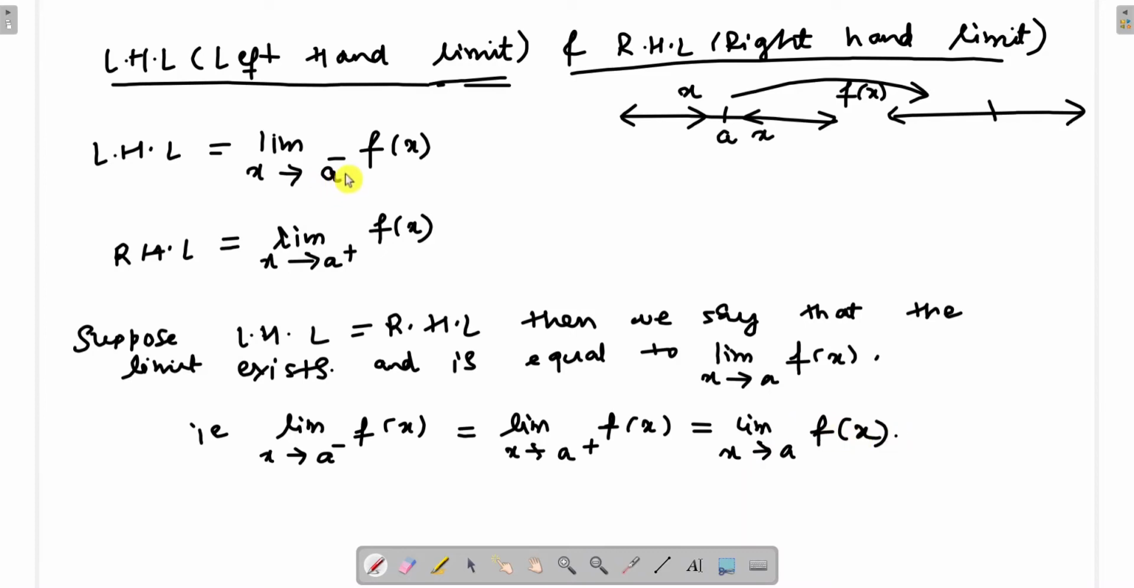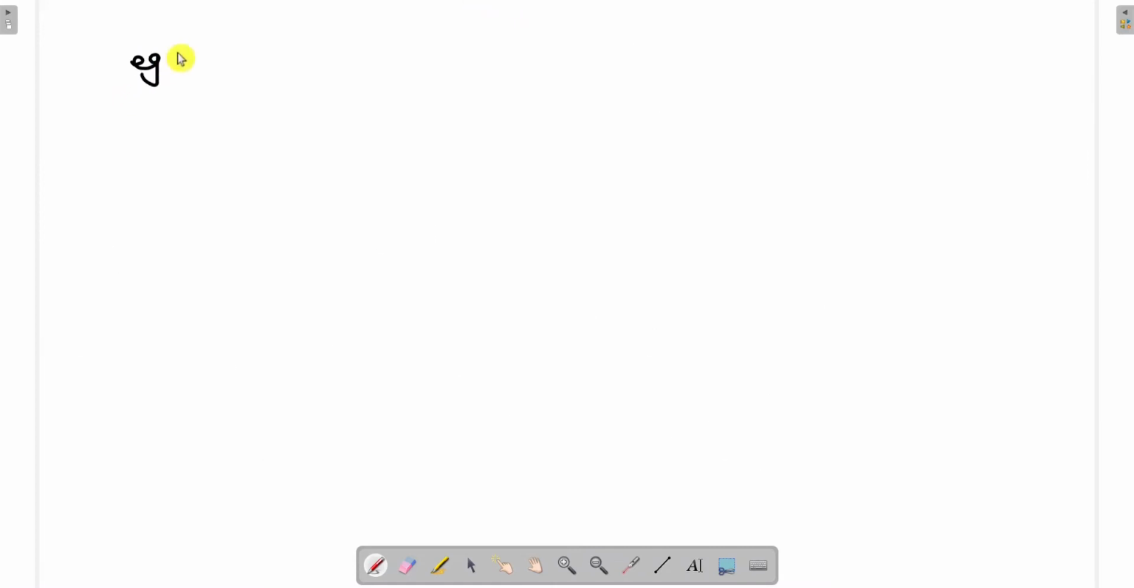So if the left hand limit and the right hand limit are equal, then we say that the limit exists and it is equal to limit x tends to a of f(x). And what if the left hand and the right hand limit are not equal? If they are not equal, then we say that the limit doesn't exist. Now we will look at one example related to the left hand limit and right hand limit.